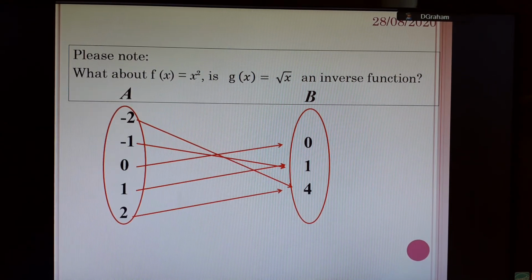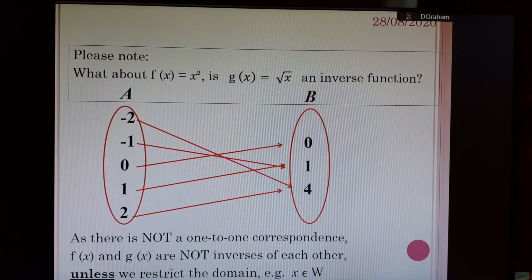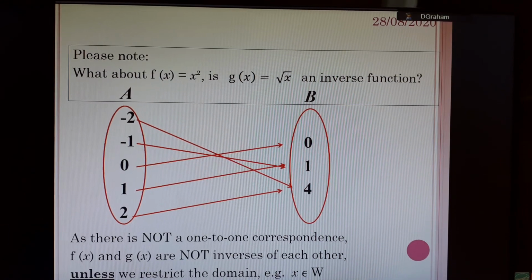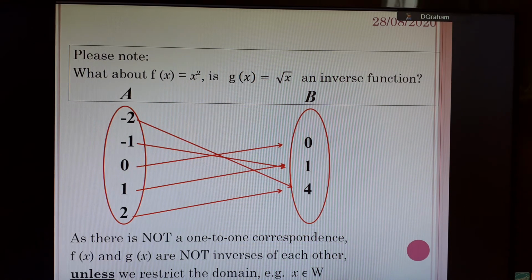And every element in set A should go to 1 and only one element in set B. And every element in set B should go to 1 and only one element in set A. So we do have a problem. So technically f of x being equal to x squared and g of x being equal to root x are not actually inverses of each other unless we do something which is called restricting the domain. The domain are your input numbers. So if we restrict the input numbers, then we do have an official inverse function. There is not one-to-one correspondence here, as we can see. So they're not technically inverses of each other unless we restrict the domain.